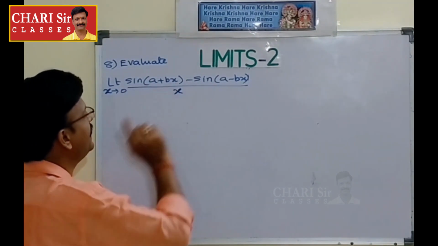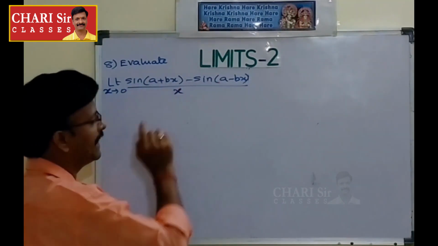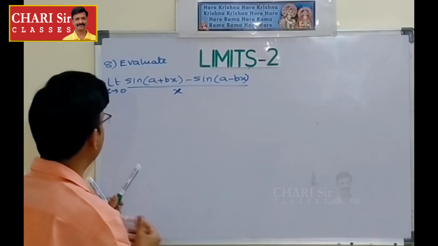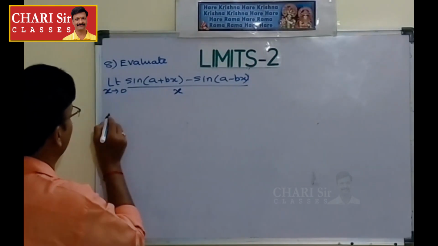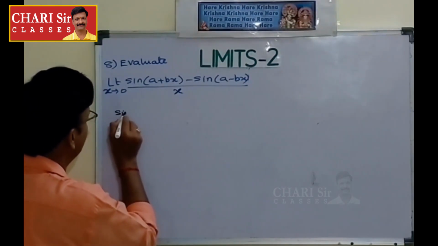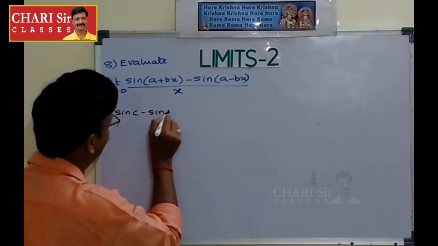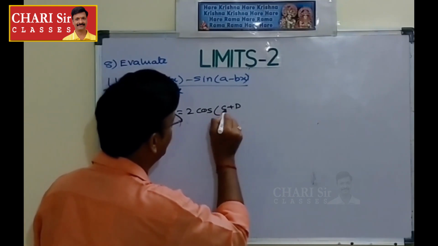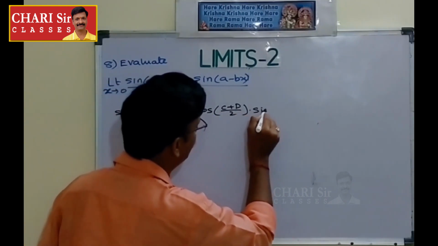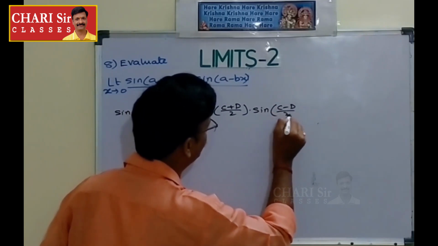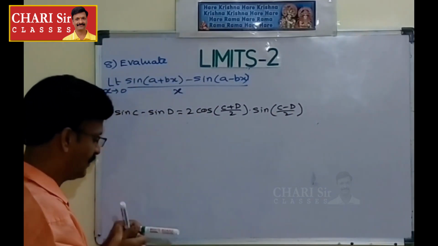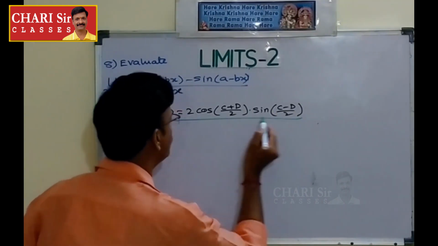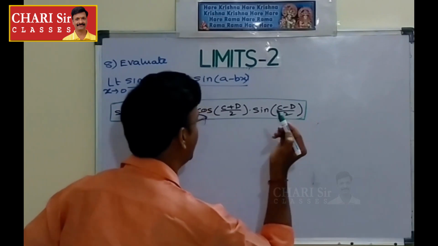This function is in the form of sin C minus sin D, so we are going to apply a trigonometric transformation formula. That is, sin C minus sin D equals 2 cos of (C plus D by 2) into sin of (C minus D by 2). So this is the transformation formula. We can put it in a box. You remember this.